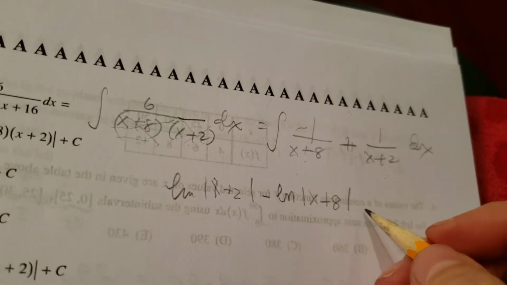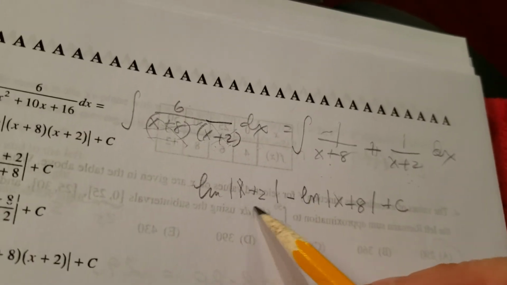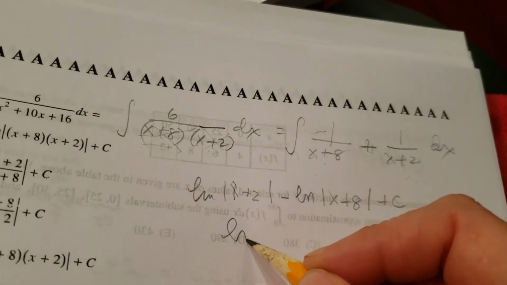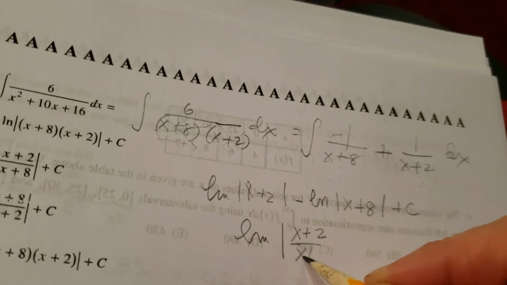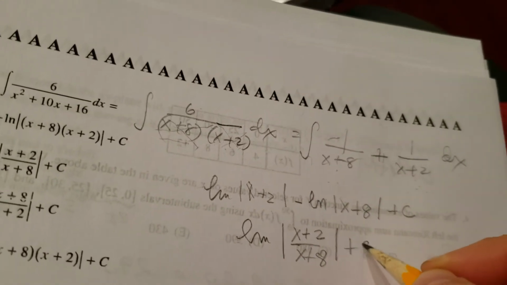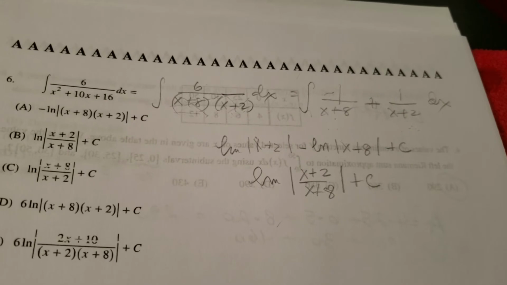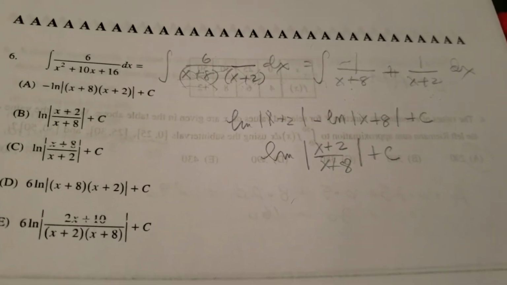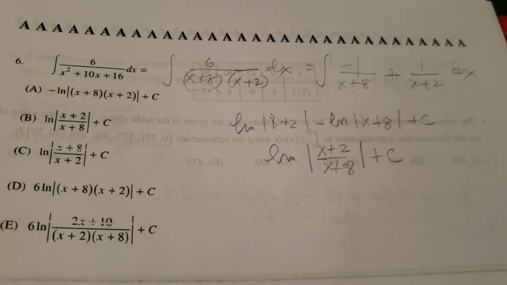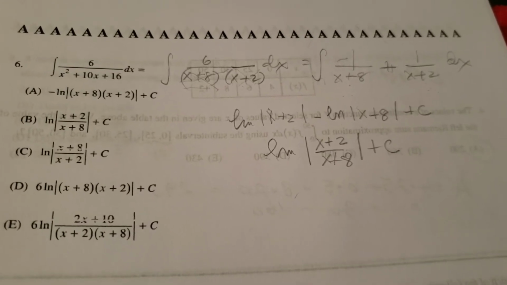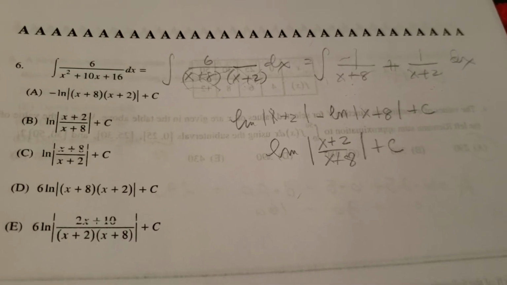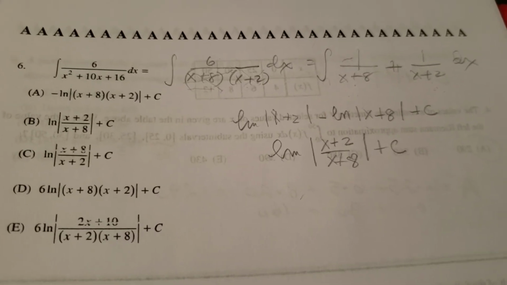And can you think of why I did this? Plus c. Because I know that there is a formula for ln of a minus ln of b, and that is ln of a over b, right? X plus 2 over x plus 8 plus c. Do any of the choices match that? X plus 8. Oh. Yeah, B does. That's it. Choice B. I don't know why I got confused there for a second.